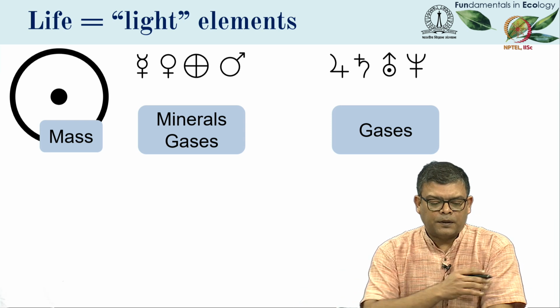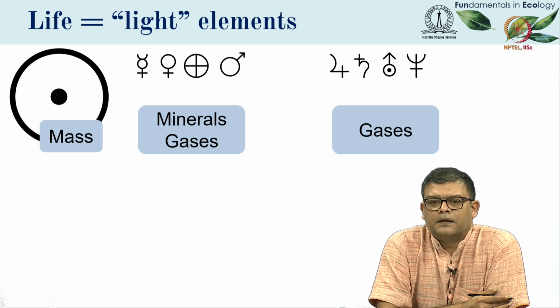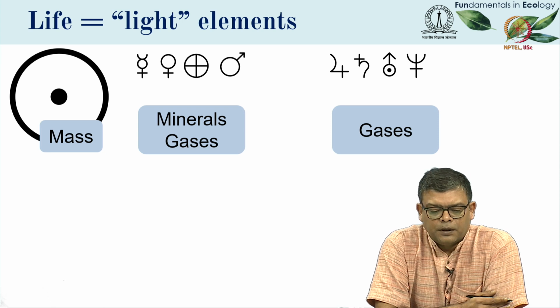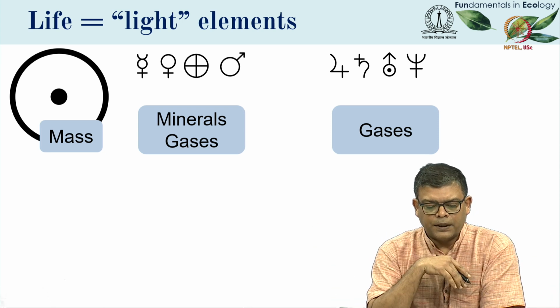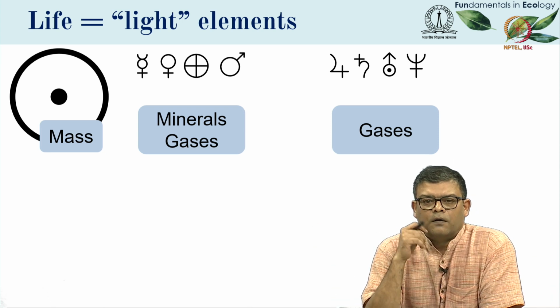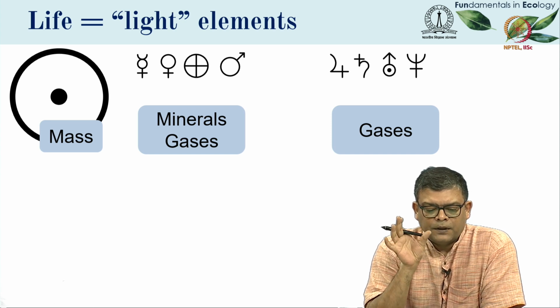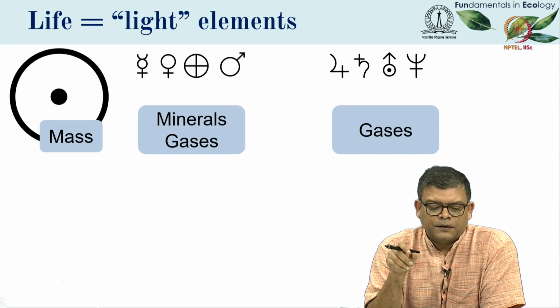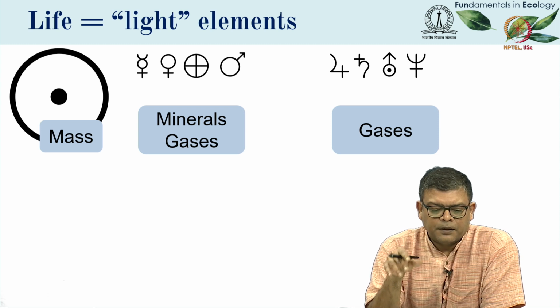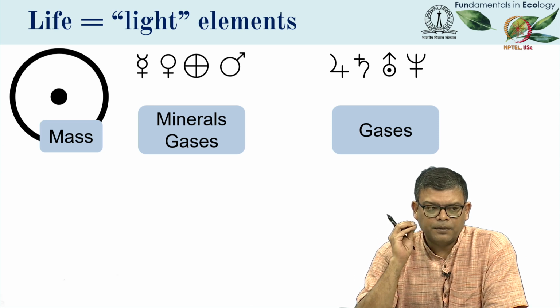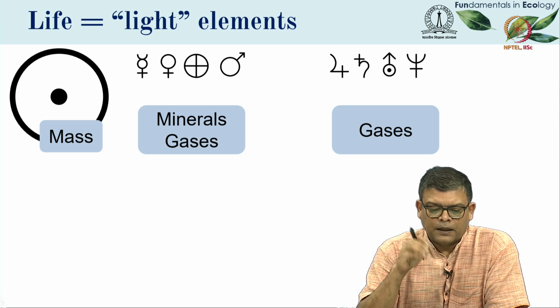Now, one interesting property of life is that it is chemistry of the light elements of the periodic table. We know that the periodic table is quite large and there are a number of elements, but do not be surprised if you realize that living organisms and all living matter consist of very few elements out of this vast collection available in the periodic table, and these are the light elements.